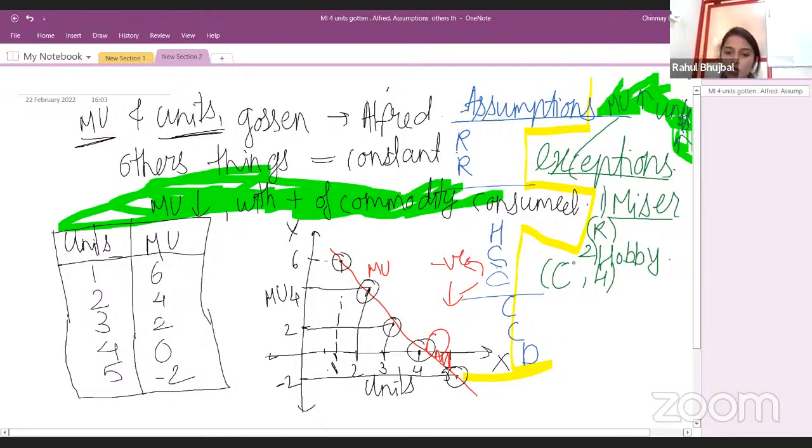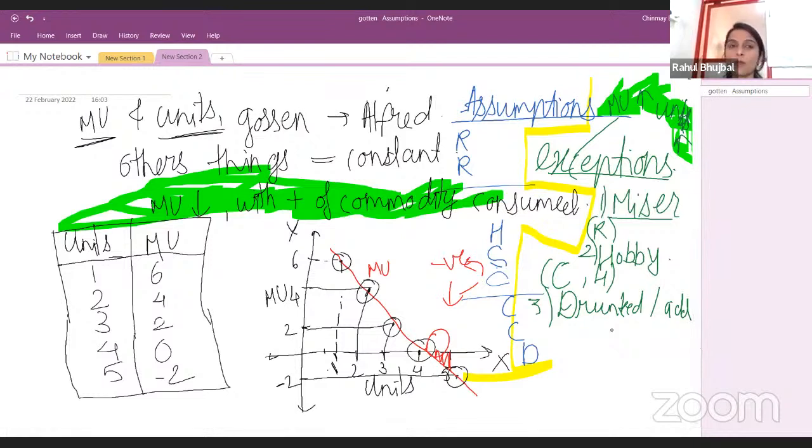Okay. So that is the miser's hobby. What is the hobby? The third thing is drunkard, or addiction. So what happens in case of addiction? Many of the people are addicted to any of the things, like drinking milk, drinking tea. Many people have the habit that they need tea every evening, and after waking up in the morning, otherwise they get a headache, or anything.